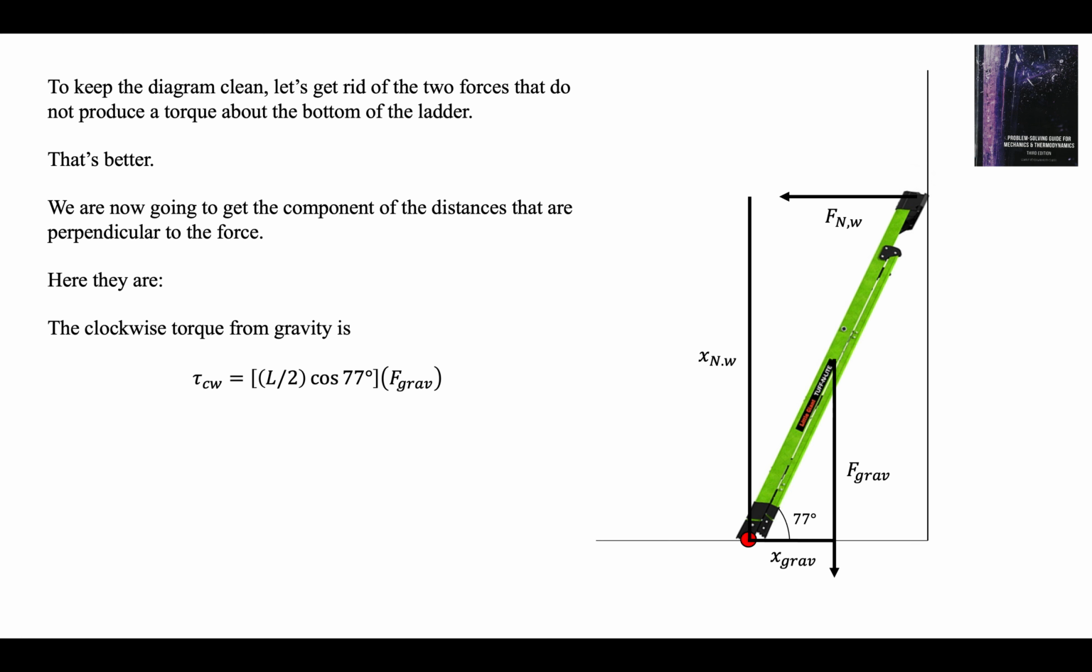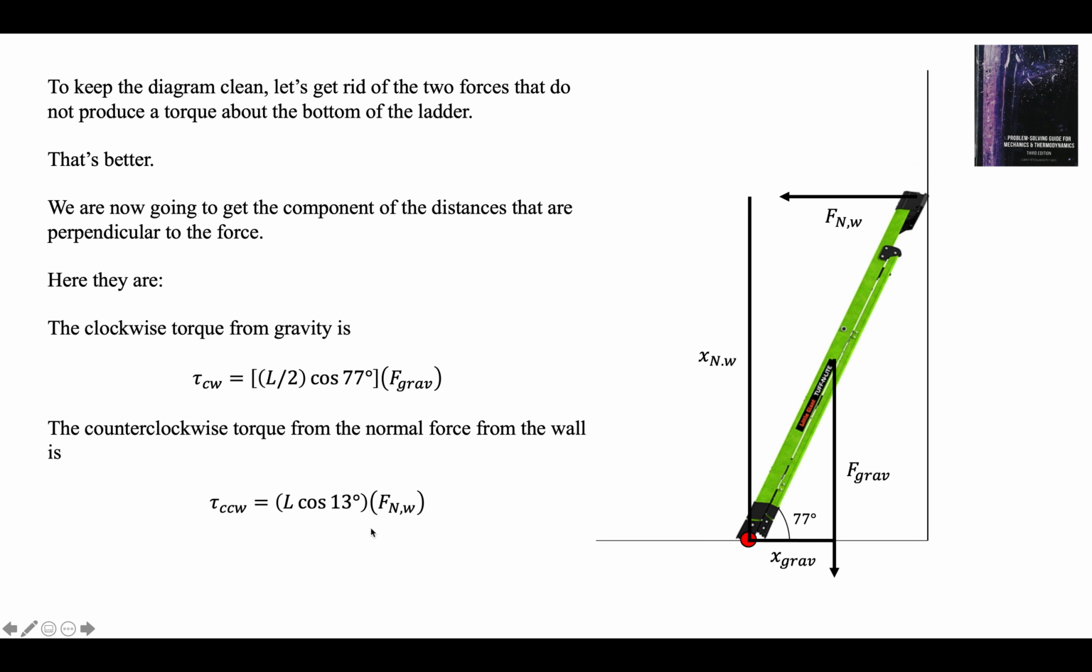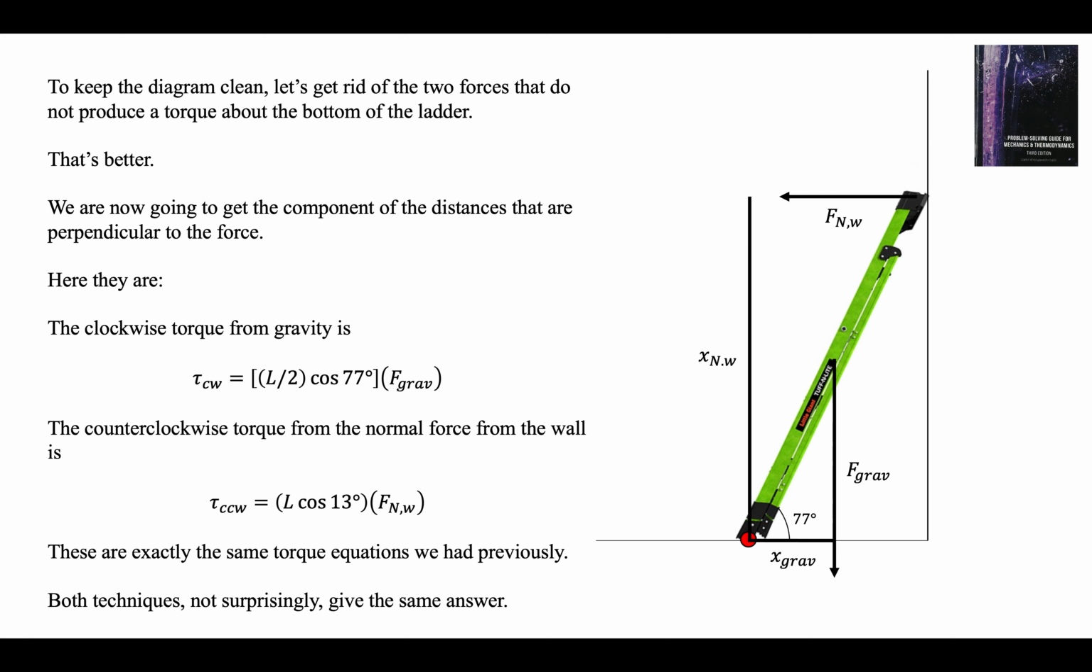So the clockwise torque from gravity, we have the whole gravitational force and a component of the distance, L over 2 cosine 77 degrees. That's this distance right here. The counterclockwise torque from the normal force from the wall is L cosine 13 degrees times the entire normal force from the wall. These are exactly the same equations we had previously. The only difference was the cosine 77 was with the gravitational force, the cosine 13 was with the force, and we were using the entire distances. Of course, it's the same equation. You're going to get the same answer.